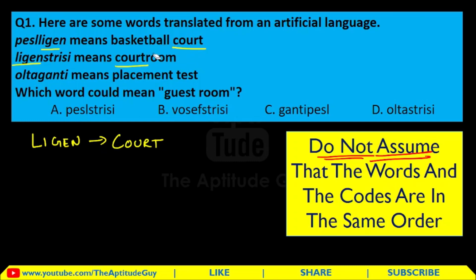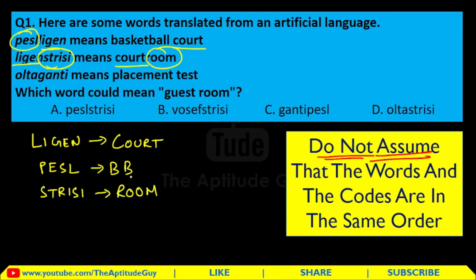Now what do we do? Nothing else is common, so whatever is left out, we match those. Here PESL is left out and here basketball is left out. So PESL is the code for basketball. In the second one, STRISI is left out, and over here room is left out. So STRISI is the code for room. Done. Now we have OLTA GANTI means placement test.